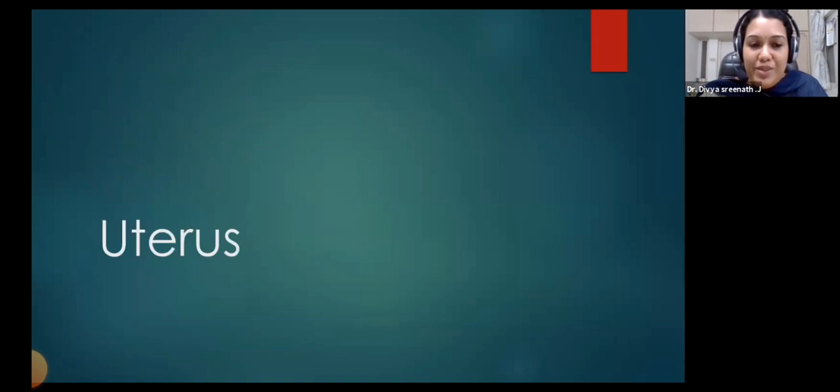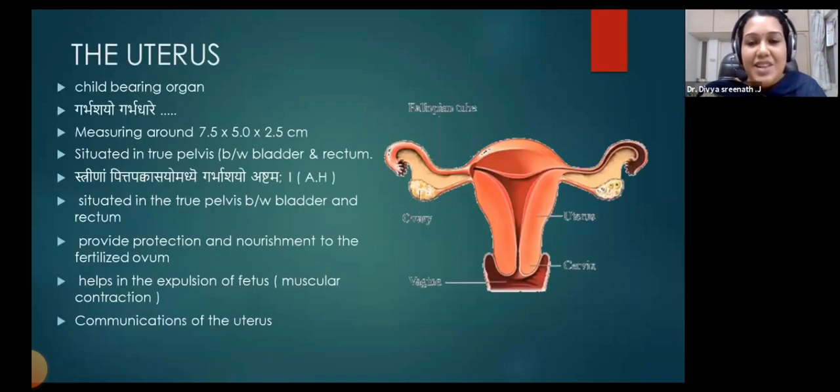Now we will move to the uterus. The uterus is the childbearing structure. In our classics it is called Garbhashaya, Garbhadhara, considered as an ashaya. Garbhashaya is mentioned, which means a cavity only. It is a term which we also use to mention the uterus.